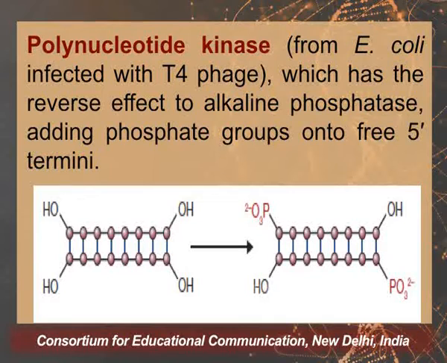Polynucleotide kinase, which is isolated from E. coli T4 phage, has the reverse effect to alkaline phosphatase: it adds the phosphate groups onto the 5' termini. So, when the ligase has to be used and the alkaline phosphatase has already been used, then we need to reverse it by using the polynucleotide kinase. We can carry out this reaction in the tube, or, as I talked about, the cell's machinery can also take care of it if the two strands are stable enough to be held together and transformed, then the kinase of the cell can also do this job and the ligase of the cell can also do it.